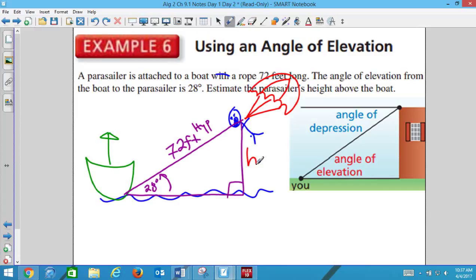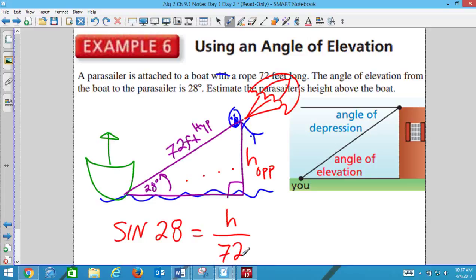So according to 28 degrees, which side is the height? That is the opposite. Which side is 72? The hypotenuse. What do we use? Same. Sine. The sine of 28 is the opposite h over the hypotenuse 72. How do we solve it?